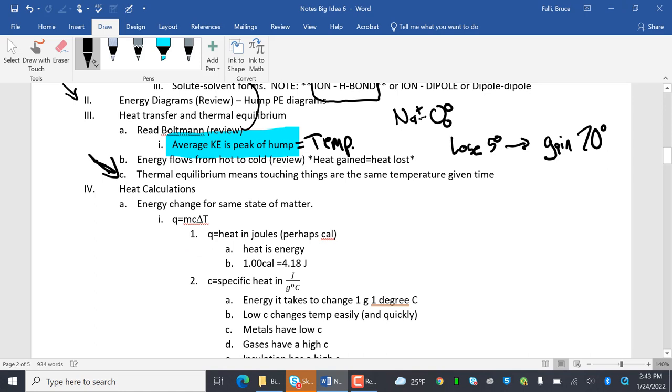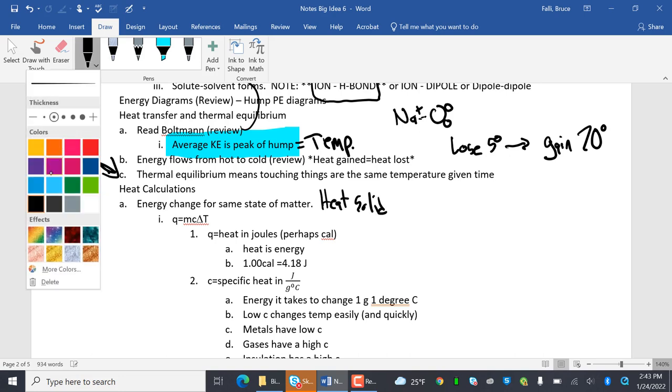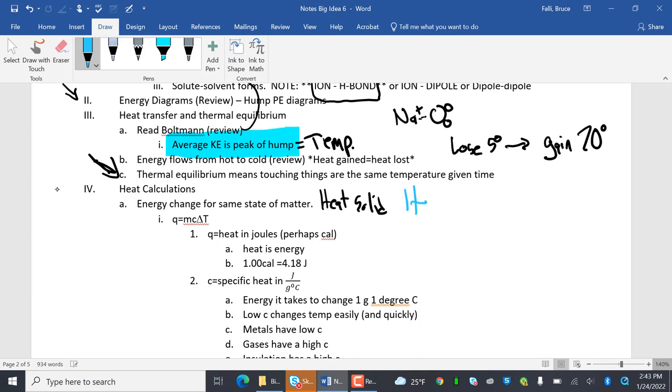Energy change for the same state of matter. So that means heat of solid or heat of liquid or heat of gas. They have to stay the same state of matter, okay? The formula is Q equals mc delta T. I call it Mc delta T. Most every other teacher calls it MCAT, okay?